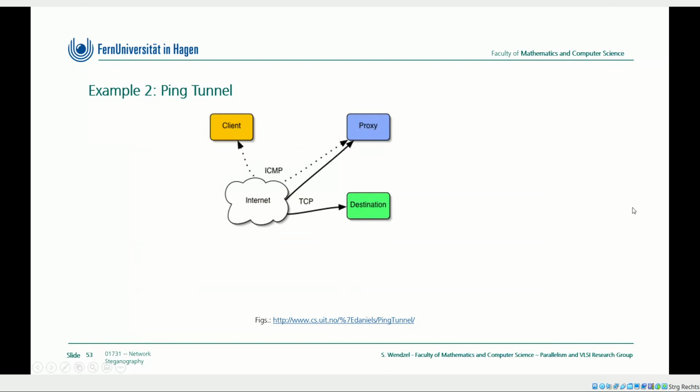A more sophisticated channel is Ping Tunnel. It's a public tool. You can download its source code. It's open source.